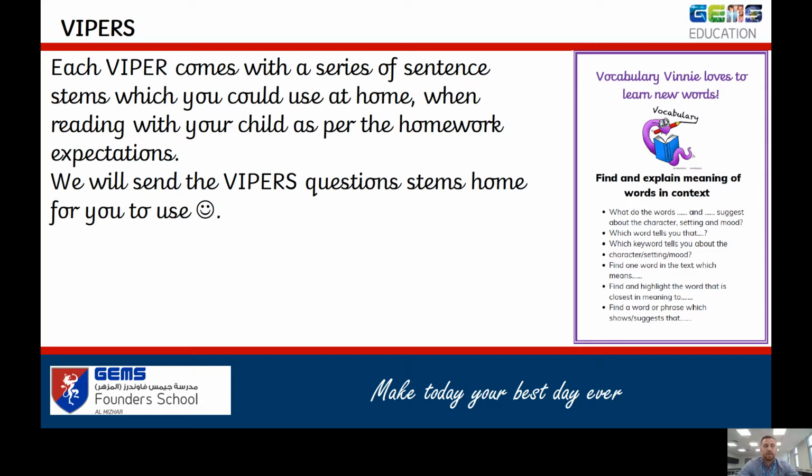We've got some different question stems which we will be asking your children in school, but when you're reading with your child at home, you could also use them. Here are some examples for vocabulary Vinny. You may ask your child to find and highlight the word that is closest in meaning to a particular word, or to find a key word that tells you about the character's setting or mood.